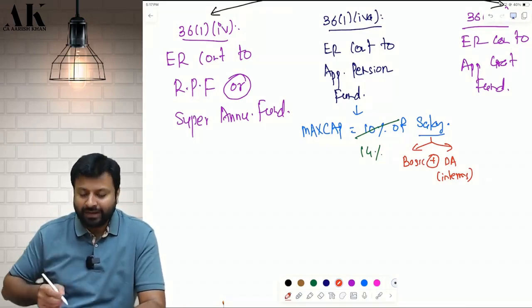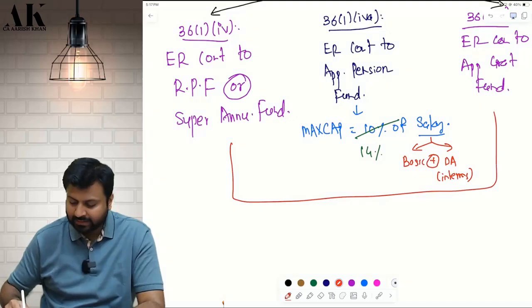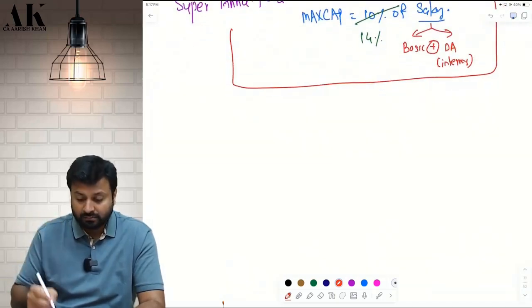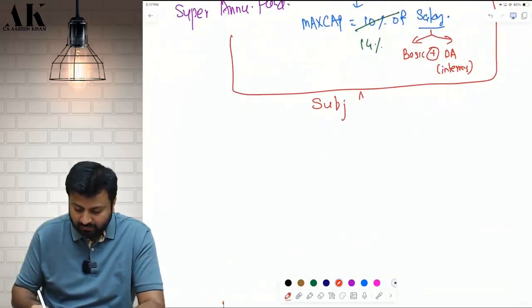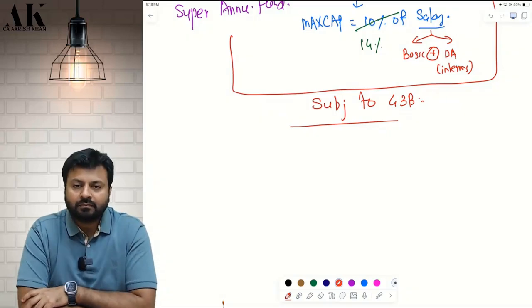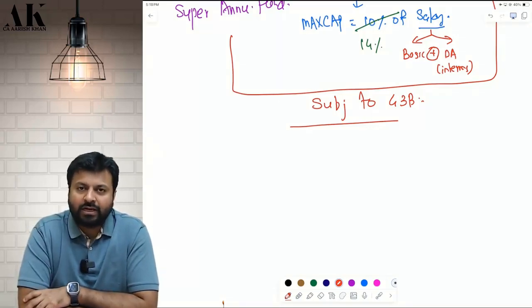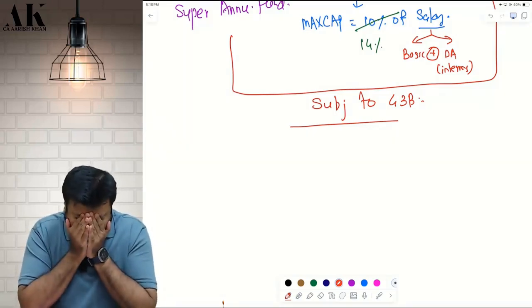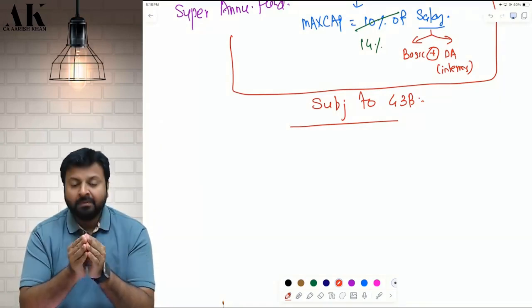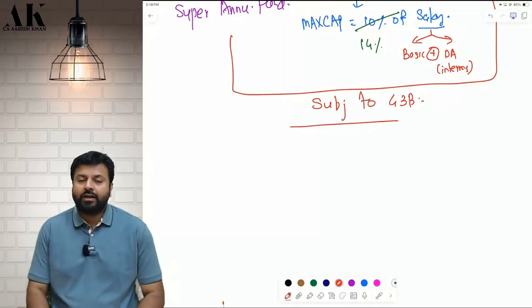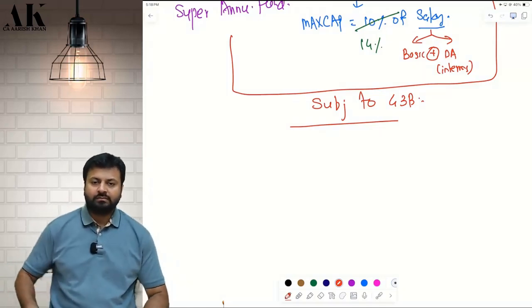Now, one last thing I would like to say for all three of them, one common thing is there. All of them are subject to 43B. What do I mean by that? You have to actually pay, then only you will get the deduction. So all three of them will get deduction on actual payment, not on accrual basis.